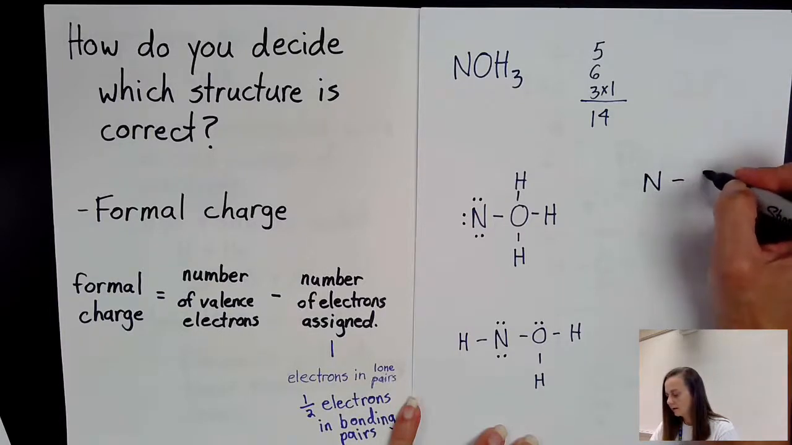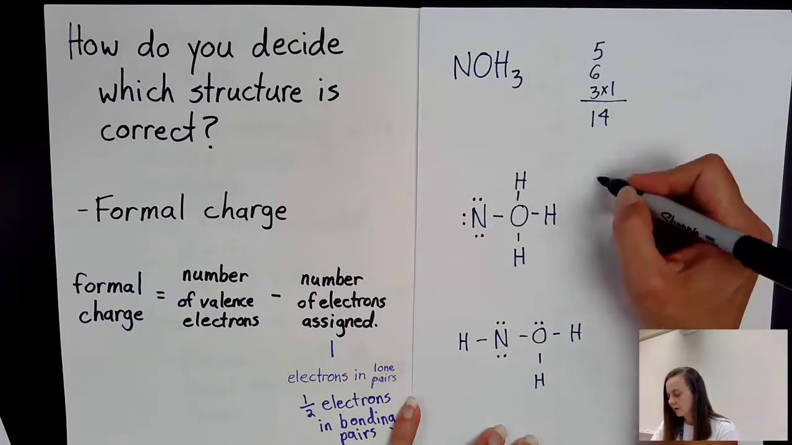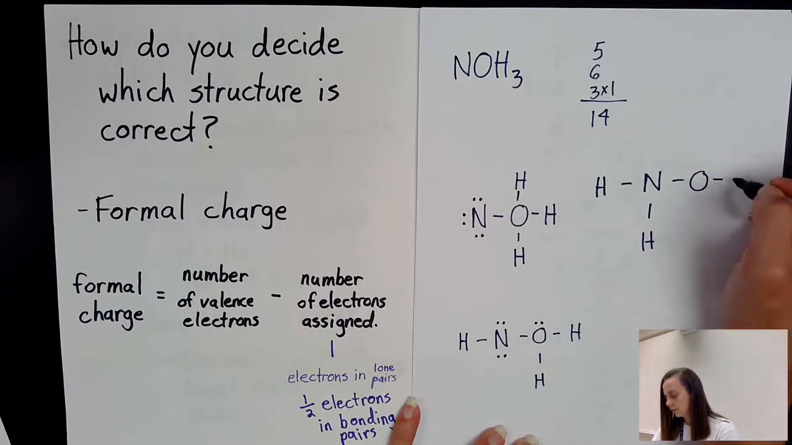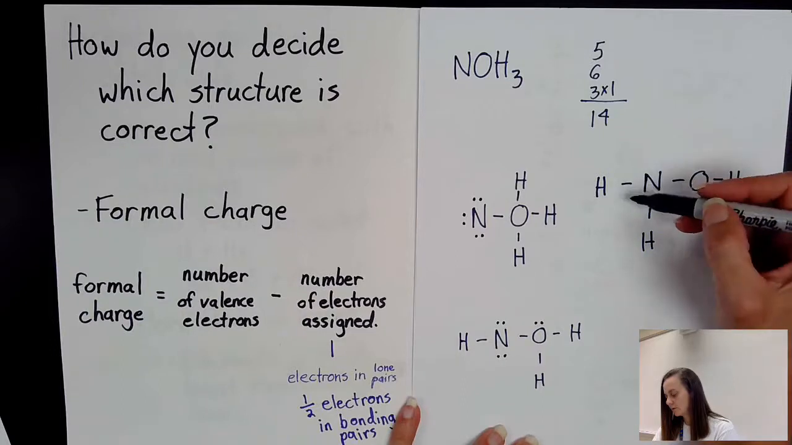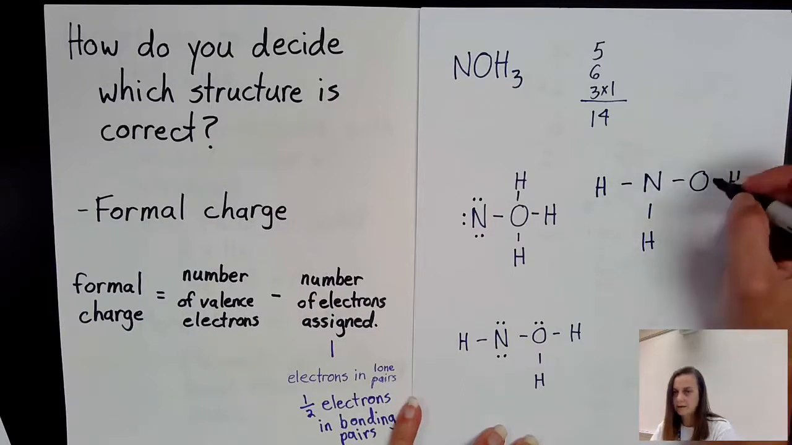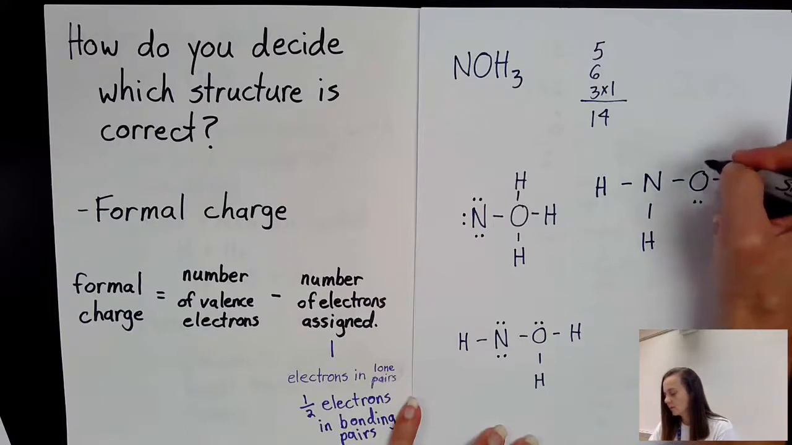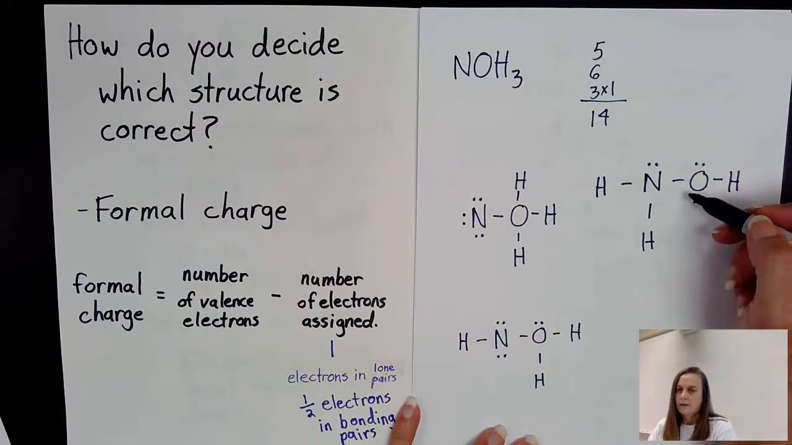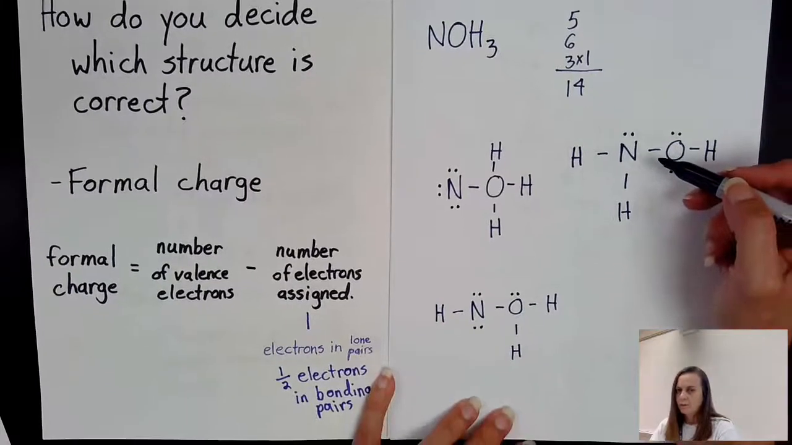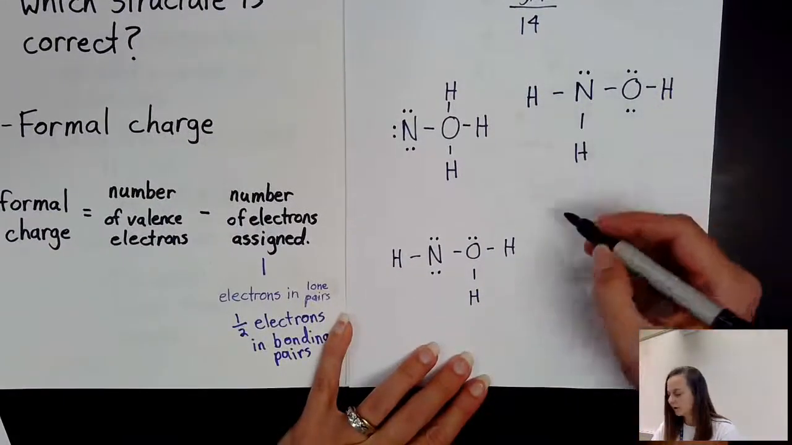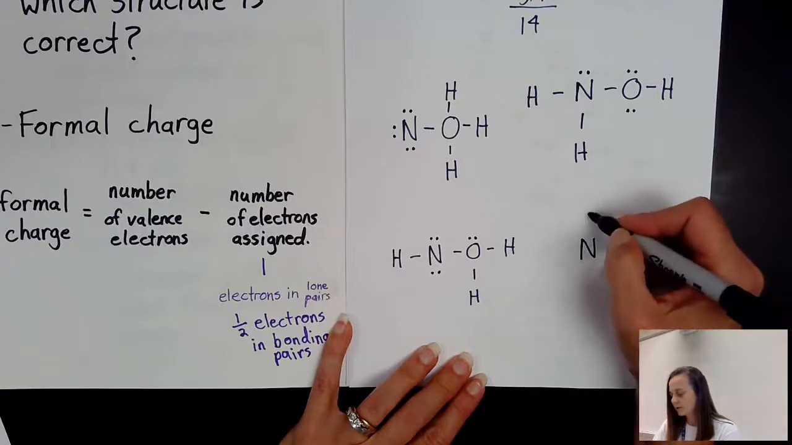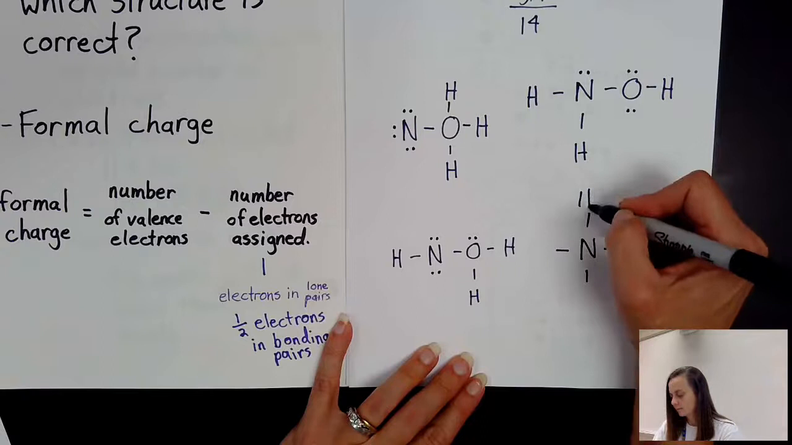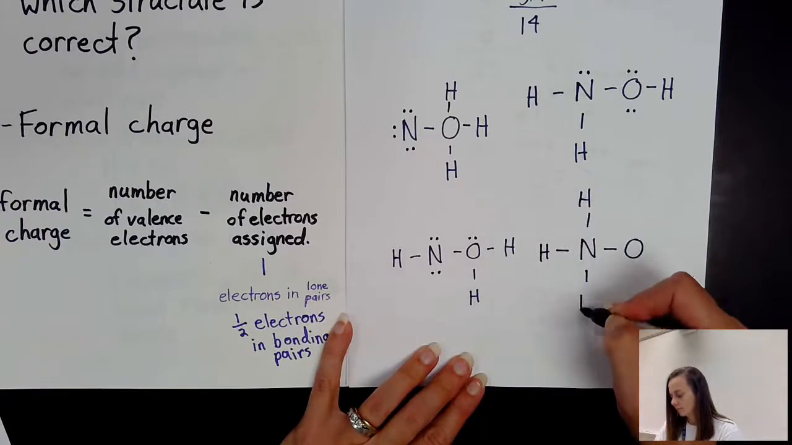And there is yet one more option that we could draw, which would be to put all 3 hydrogens on the nitrogen. Okay, again I've used up 8, 10, 12, 14. So I have 4 valid Lewis structures. How do I decide which one is correct? Well, back to formal charge.